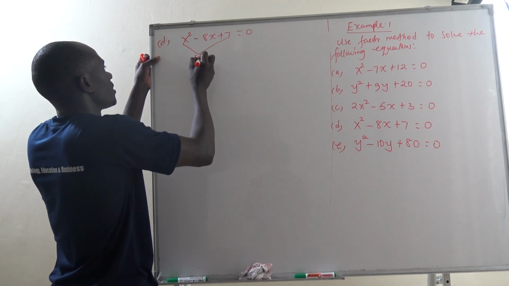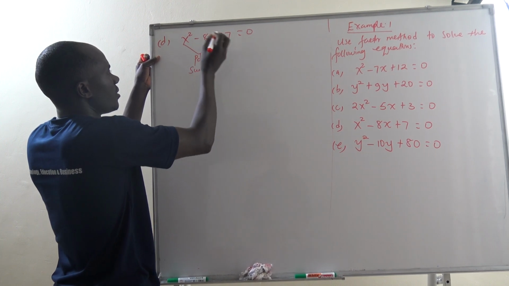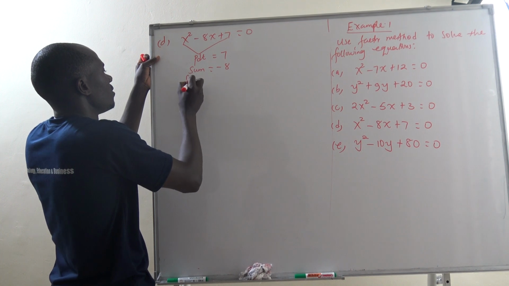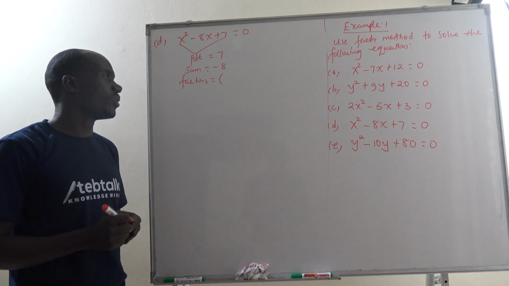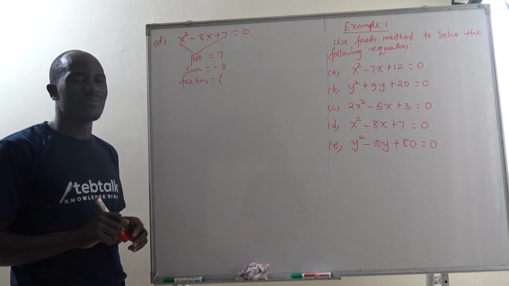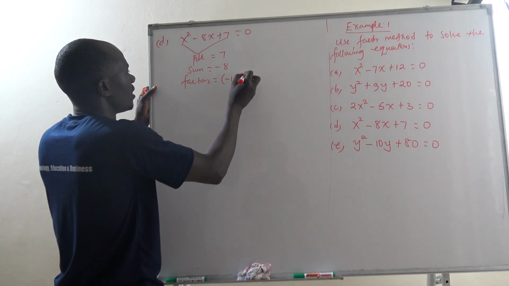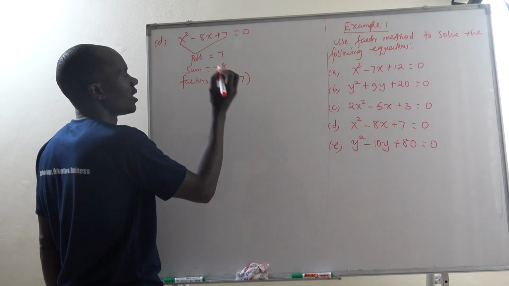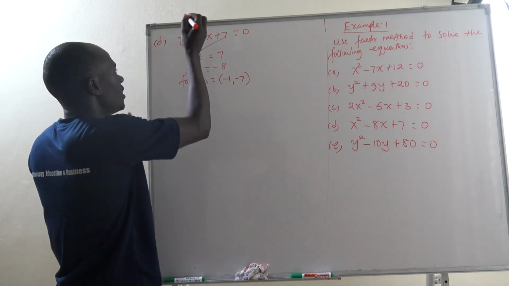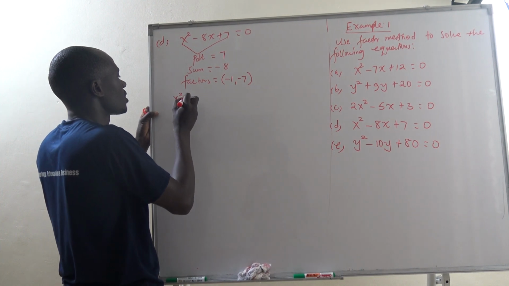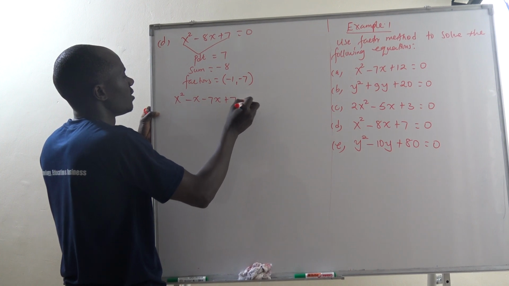Let's look at the product. The product equals 7. What is the sum? Sum here is negative 8. Factors. Think of 2 numbers. When you multiply them, you get a positive 7, and when you add them, you get negative 8. We have negative 1, negative 7. Negative 1 times negative 7, you get a positive 7, and negative 1 plus negative 7, you get negative 8. So we substitute in x squared minus x minus 7x plus 7 equals 0.